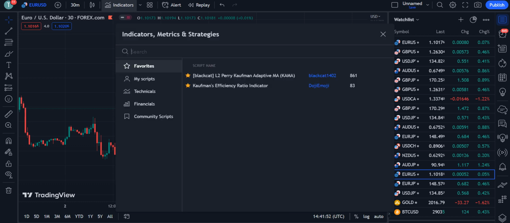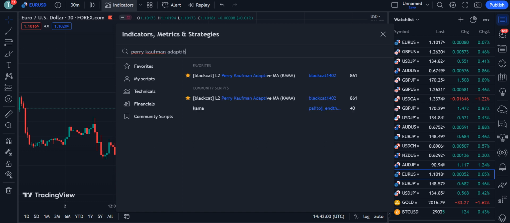So the first indicator that we are going to use here is the Perry Kaufman Adaptive MA. This is by Black Cat 1402, and 861 traders are using this indicator. Simply click on it, and it will be applied on your chart.